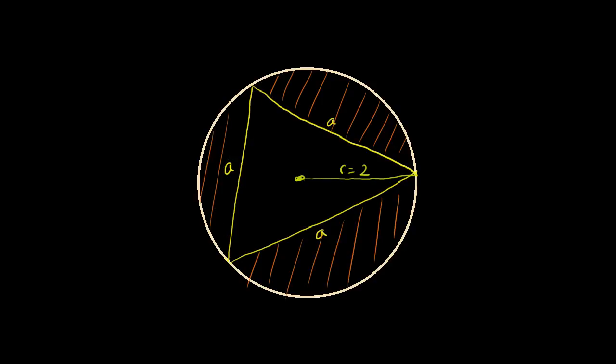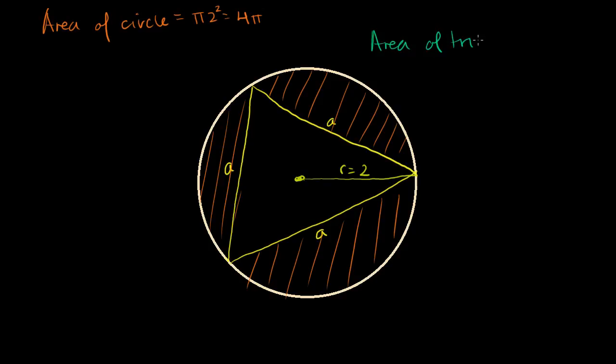and this space combined. So the obvious way to do this is to say, well, I can figure out the area of the circle pretty easily. Area of the circle is equal to pi r squared, or pi times 2 squared, which is equal to 4 pi. And I could subtract from 4 pi the area of the triangle. So we need to figure out the area of the triangle. What is the area of the triangle?